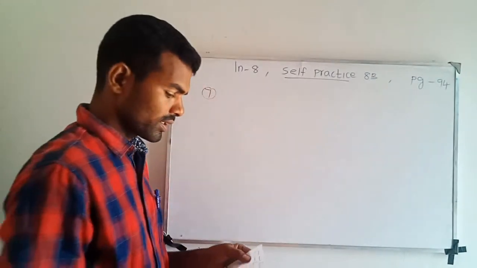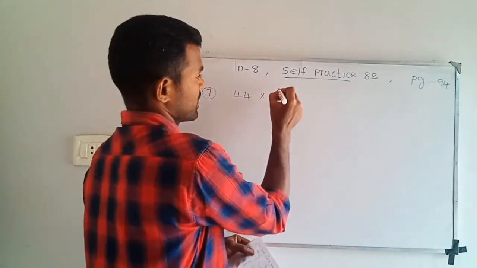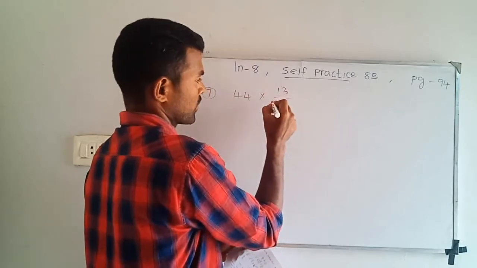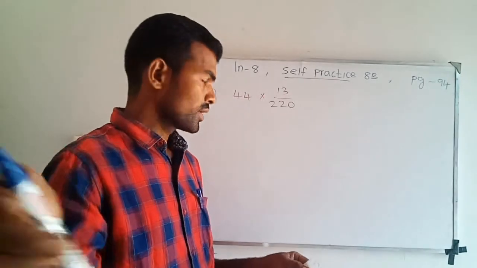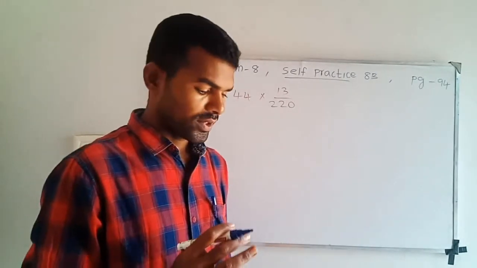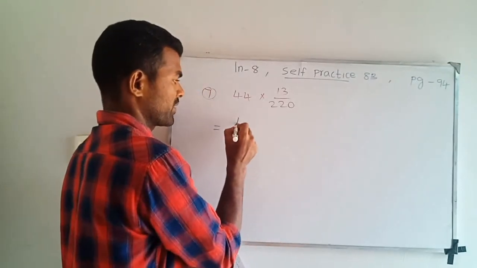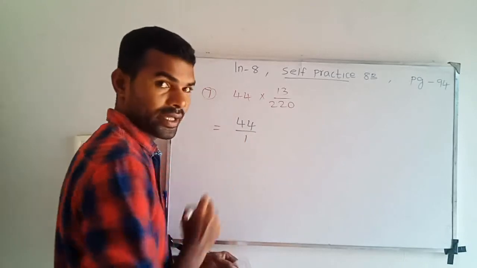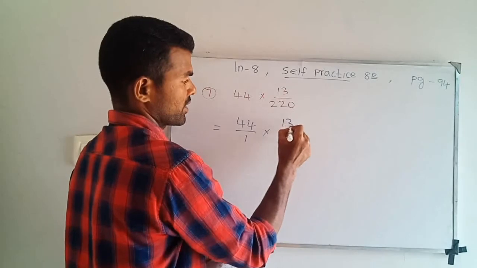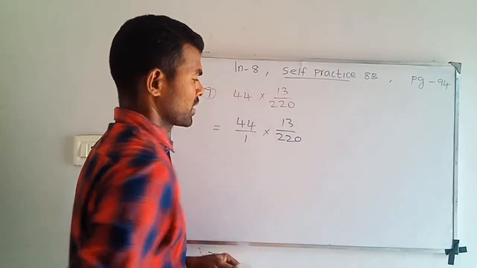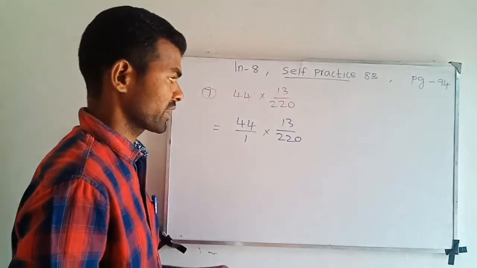Question number 7, that is 44 multiplied with 13 by 220. This is the question. Yes, so now we know the method. First, write in the denominator 1: 44 by 1. Multiply and write this number 13 by 220. Now we have to see any common factor.